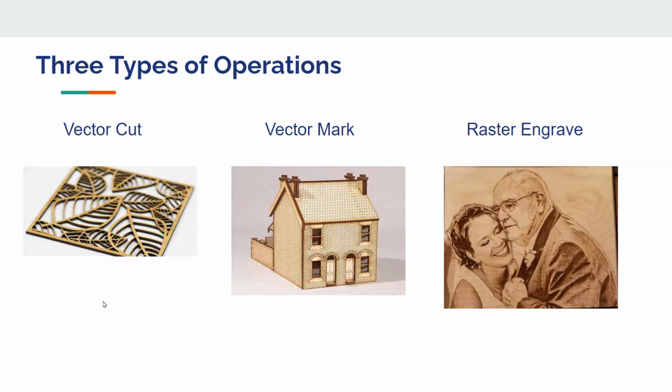Okay, now we'll talk about the three types of operations that you can perform with the laser. One is a vector cut, the other one is a vector mark, and the third one is a raster engrave. Okay, vector cut and vector mark are very similar. The only difference is that with vector cut, you cut all the way through. Vector mark, you're cutting, but you're not cutting all the way through. So you're just leaving a mark on the surface. And then raster engrave is where you'll actually be engraving a picture or an image.